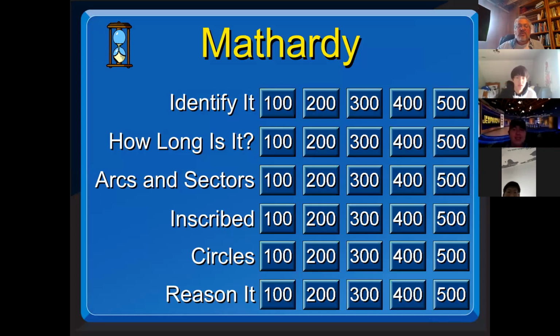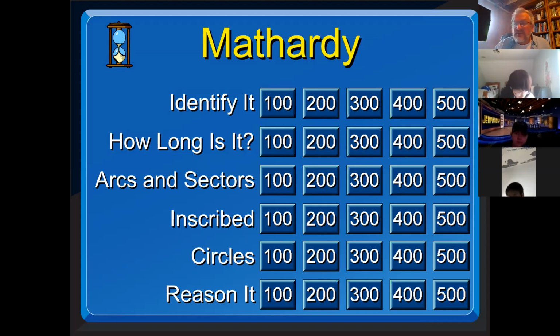All right. So we've got Identify It, How Long Is It, Arcs and Sectors, Inscribed, Circles, Reason It. So How Long Is It is probably like those chords that are perpendicular to the radius, and so you're able to use the right triangles to figure it out, right? Arcs and sectors have to do with central angles.